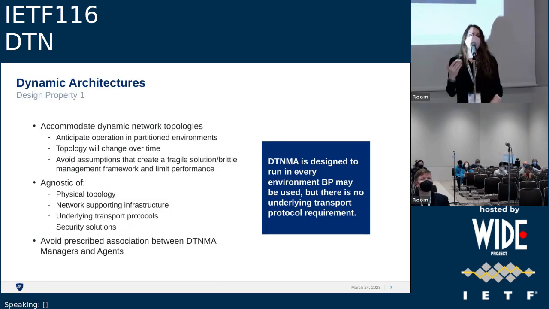So first property is dynamic architectures. We acknowledge that there is going to be a dynamic network topology. So we need a dynamic architecture to take advantage of that rather than be hindered by it. And I've put on the slide here for emphasis that the DTNMA is designed to run in every environment that bundle protocol can be used, but there isn't an underlying transport protocol requirement. So we're avoiding limiting assumptions like a static network topology or prescribing a specific protocol stack for this solution. Next slide.